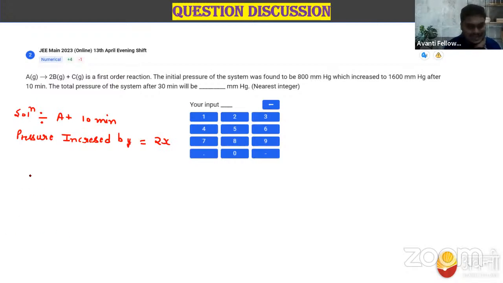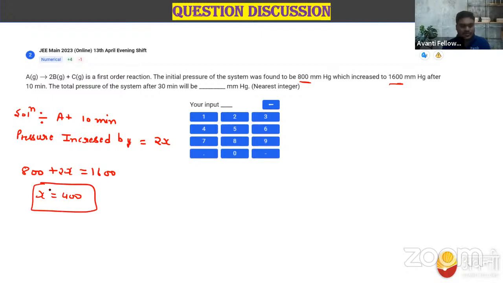Okay, so at 10 minutes, pressure increased by 2x. So we can write as, how will you write beta? That is 800 pressure plus how much has increased, that is 2x, which is equal to 1600. This is given in this question. Look, the initial pressure of the system was found to be 800 mm of Hg, which is increased to 1600 mm Hg after 10 minutes. Okay, after 10 minutes. That is 800 plus 2x is equal to 1600. So on solving you'll get x is equal to 400.